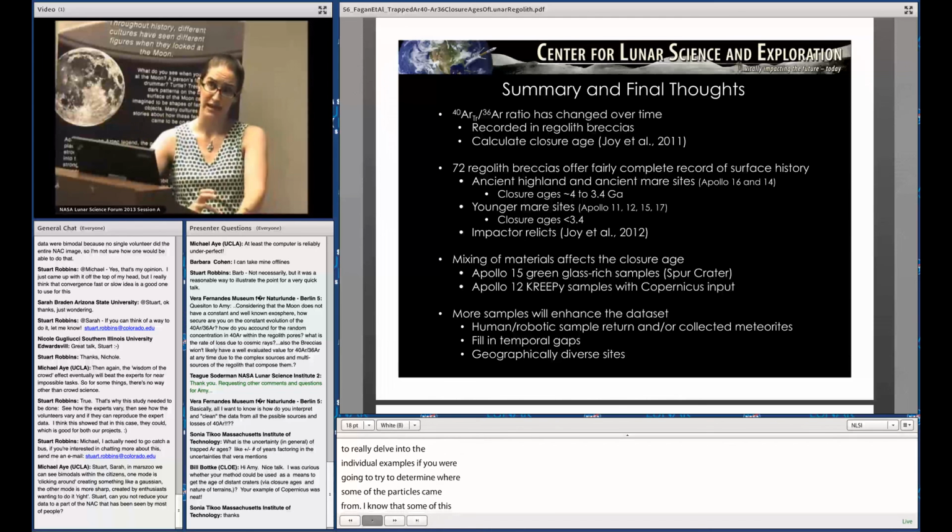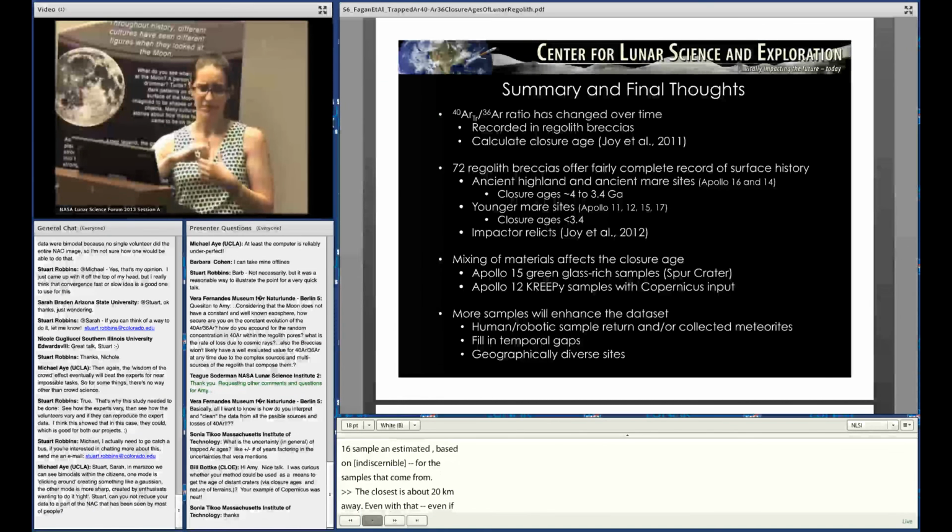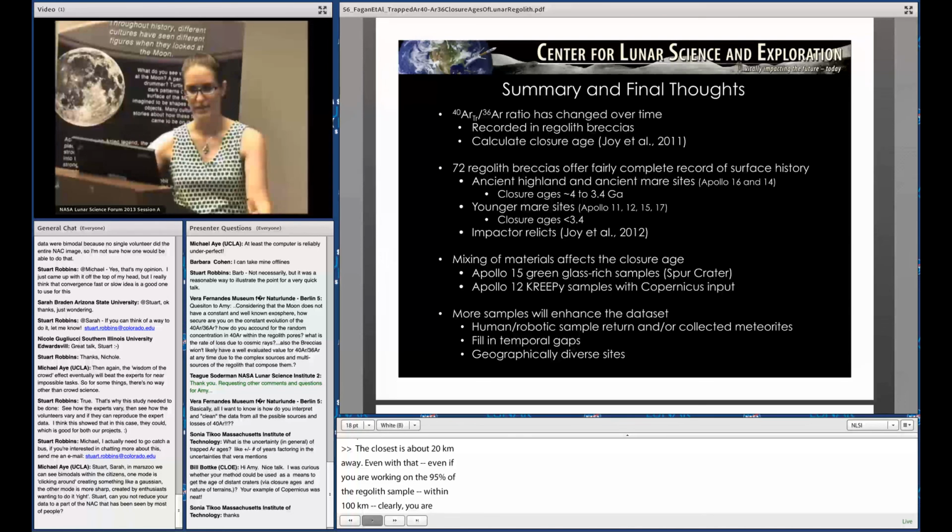At least on other samples, Ryan Ziegler in 2006 looked at some of the salt class in Apollo 16 samples and estimated, based on Clementine, where the samples could have come from. The closest mare site to Apollo 16 is about 220 kilometers away. So even if 95% of the regolith is sampling an area of 100 kilometers, clearly you're getting input from elsewhere, as shown by Copernicus, and also by the Apollo 16 mare salts that come from at least 200 kilometers away. So some of that work has been done.